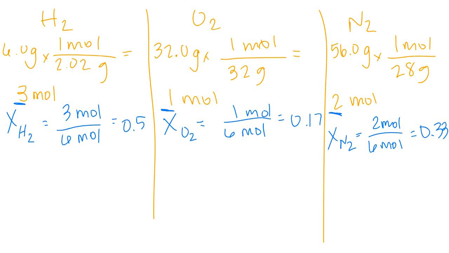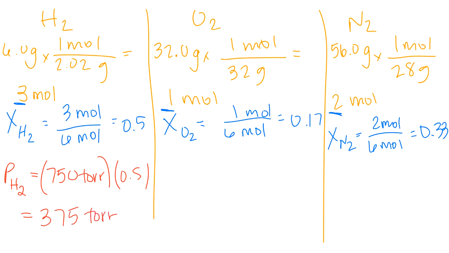Now we can find our partial pressures. So for our partial pressure of hydrogen, remember we're going to take the total pressure, which we saw from the problem was 750 torr, times the mole fraction, which is 0.5. Now notice that mole fraction does not have a unit because the units cancel out. It's a ratio. So we do 750 times 0.5. That gives us a partial pressure of 375 torr.